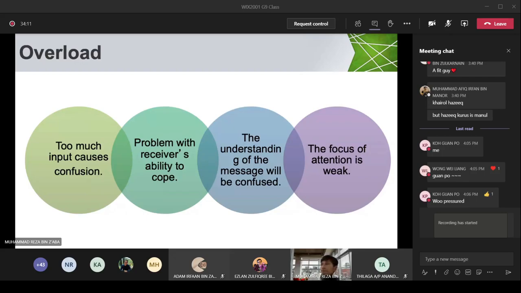Okay, overload. Overload is also an issue, too much information. If you provide too much information to a particular person at the same time, especially if the information is very new to that person, then people won't understand a thing. So it's crucial to know who you're speaking with, and their background, to avoid overload of information.